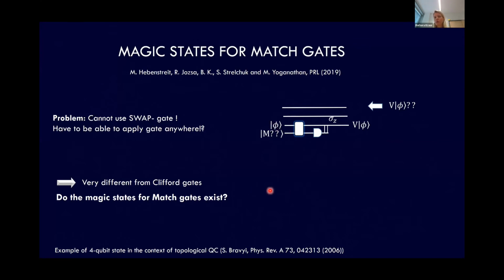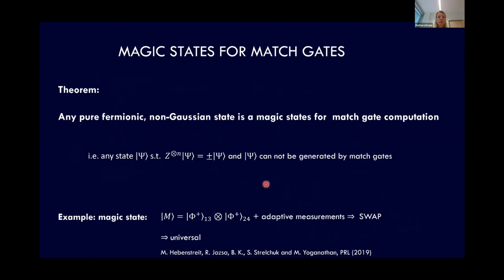So the question is, do these actually exist? And in fact, many years ago, Sergei Bravyi already showed with an example that such a state does exist. What we showed, together with Richard Jozsa, Martin Hebenstreit, Sergii Strelchuk and Miguel Müller, is that actually any pure fermionic non-Gaussian state is a magic state for match-gate computation. So what does this mean now? Fermionic mathematically simply means that it's an eigenstate of sigma z and so on. So it has a fixed parity. And non-Gaussian means that you cannot create it with free operations. So the state cannot be generated by just using match gates.